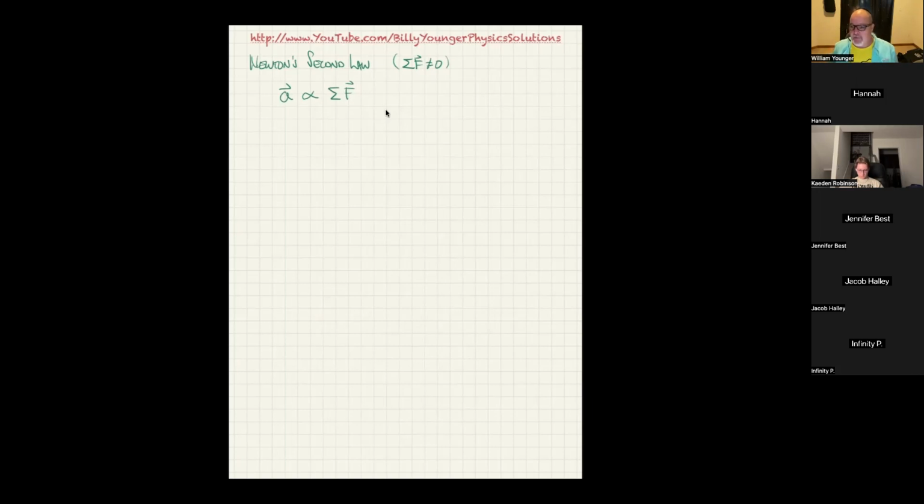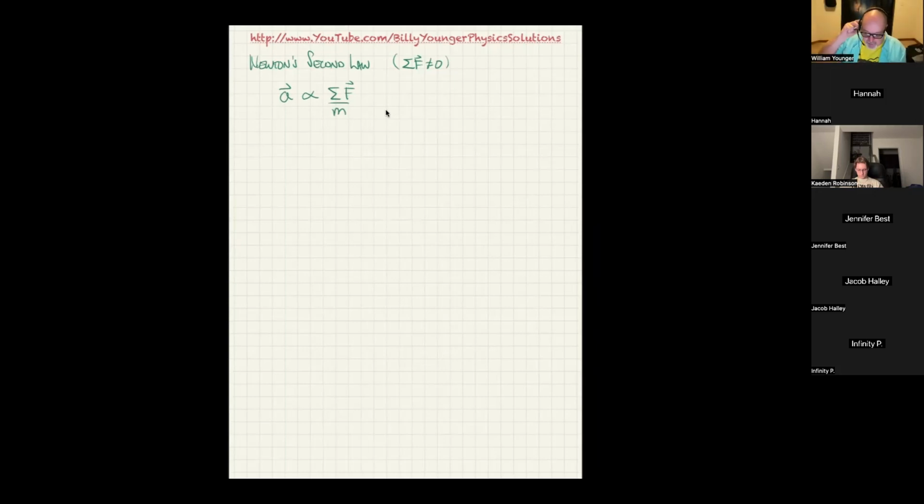Okay. The other part that he said was that the acceleration is inversely related to the mass of the object. So mass and acceleration are thumbs up, thumbs down. If you double the mass, you cut the acceleration in half. If you cut the mass by a factor of 7, you increase the acceleration by a factor of 7.